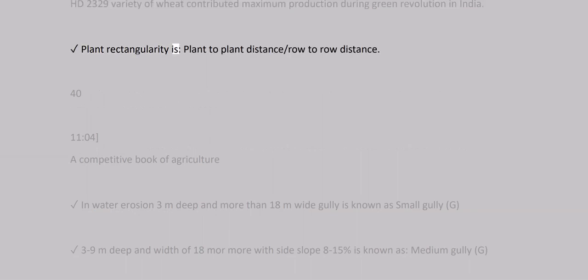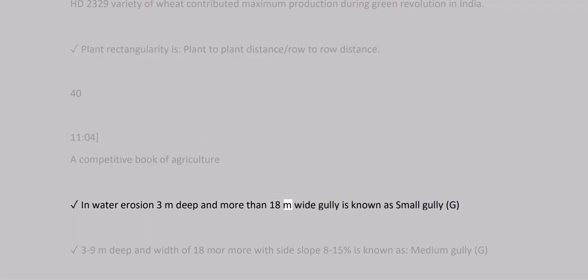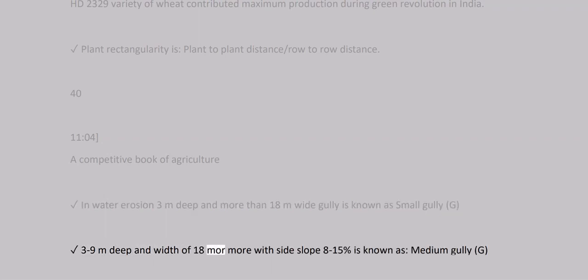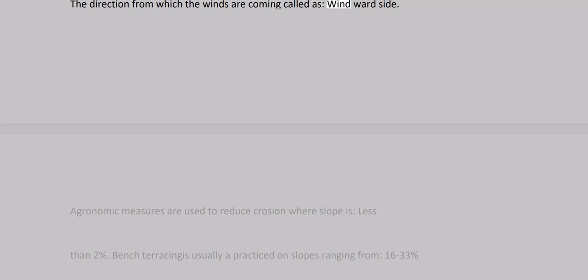Plant rectangularity is plant to plant distance to row to row distance. A gully less than 3 m deep and more than 18 m wide is known as small gully. A gully 3 to 9 m deep and width of 18 m or more with side slope 8 to 15% is known as medium gully. The direction from which the winds are coming is called the windward side.